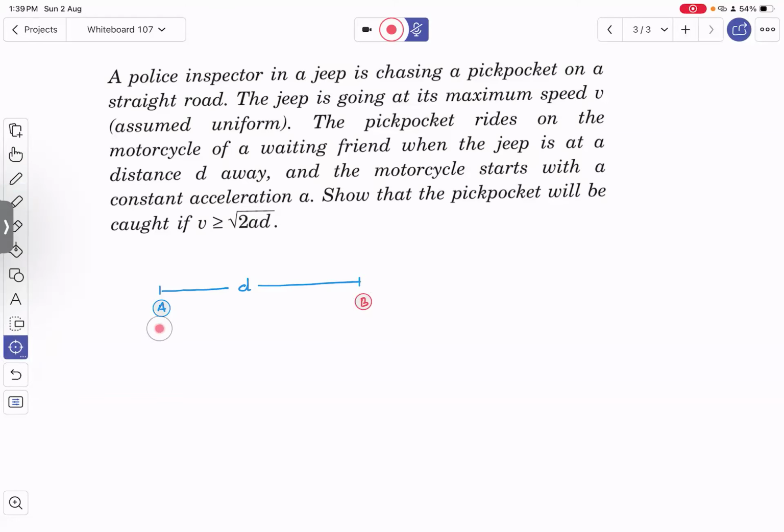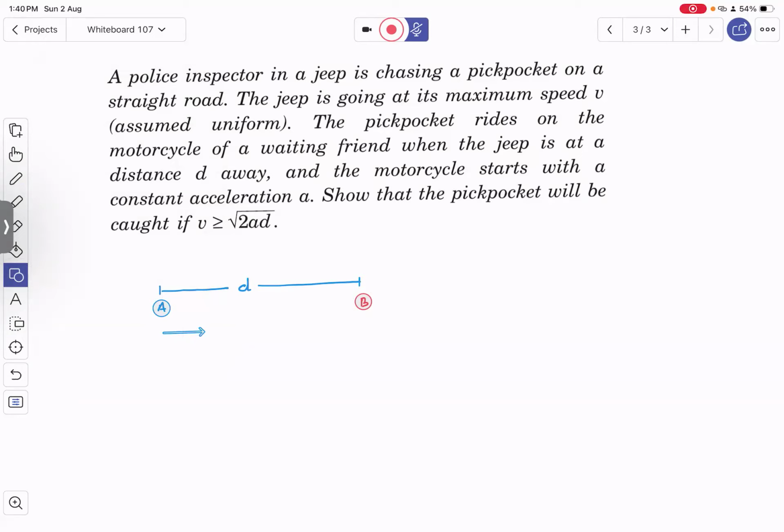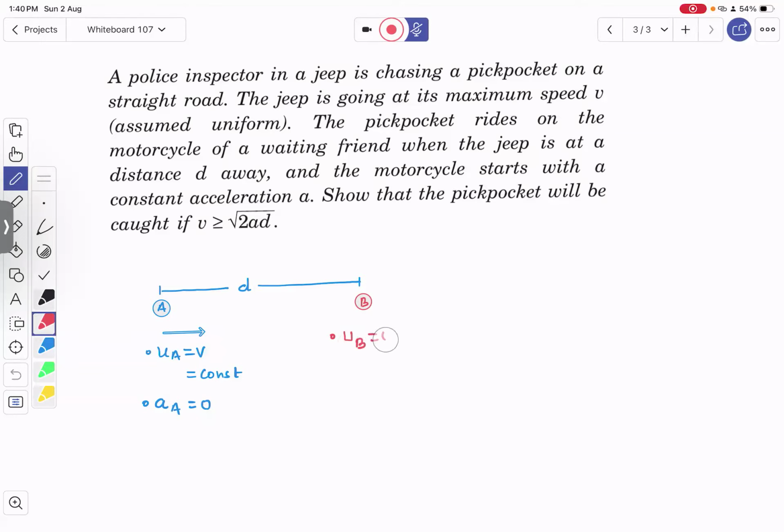And the jeep, that is A, is moving with constant velocity always. That velocity of A is v, and it is not changing, it is constant. That's why the acceleration of A is 0. Now B has an initial velocity. To do kinematics, what we always look for by default are initial position, initial velocity, and acceleration. Those are the things we are interested in if it is a question of kinematics. So the initial velocity of B, it is told, is at rest. You should know what data you must extract from the given story.